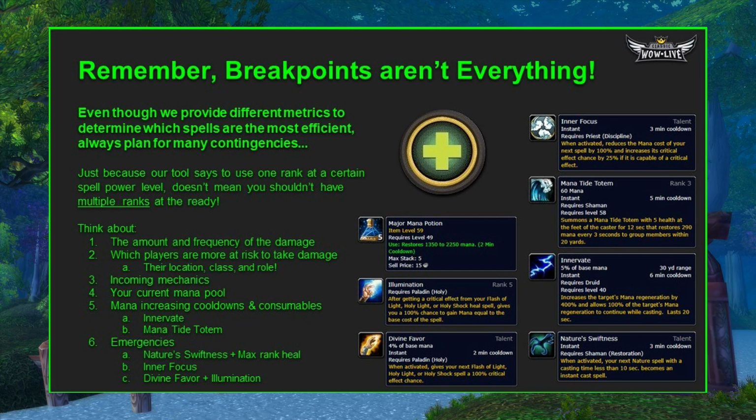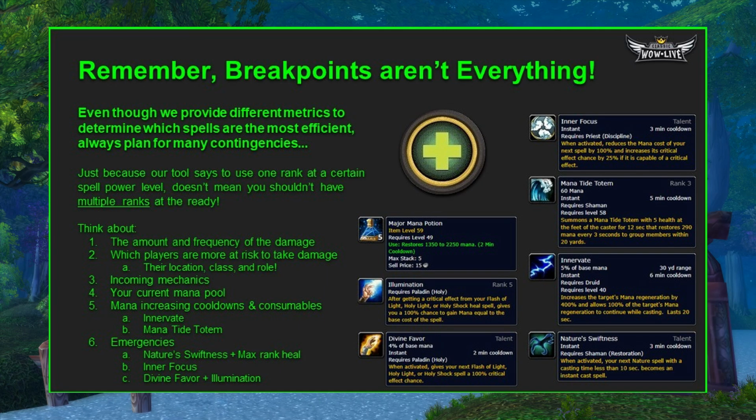And the same thing with Divine Favor and Illumination on Paladins. If you're going to use Divine Favor, you have a 100% chance of critting on that next spell. And if you have Illumination, that spell becomes free because you crit on it and get that mana back. So again, never use these cooldowns and waste them on lower ranked spells, unless you have no other option.